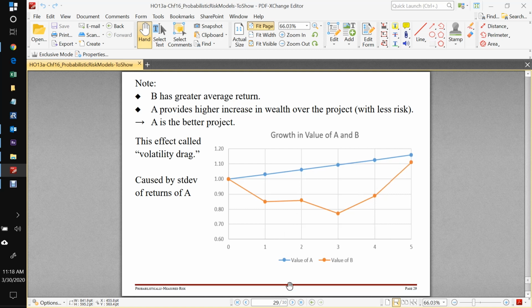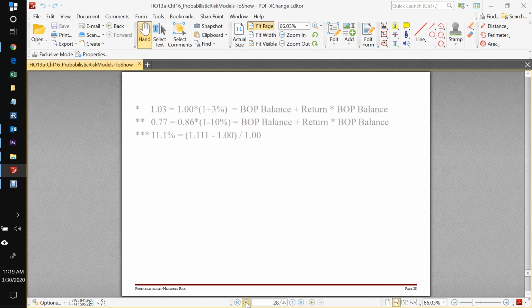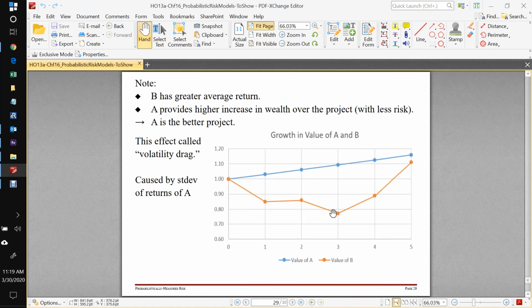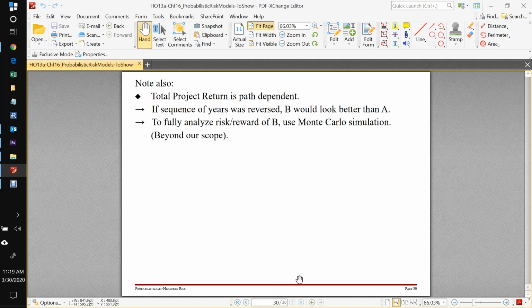And so the other thing that's interesting about this is that this is path dependent. If we ran this test again and the order of the years happened to be reversed here, if we started with two very strong years for B, then it would have turned out that B did better than A. But of course, because we can't predict the future, we don't know when our volatile returns are going to be high on the upside or high on the downside. We certainly can't count on that. So figuring that out carefully is done with what's called Monte Carlo simulation, which is beyond our scope. So I think we'll just leave it there. Drag.